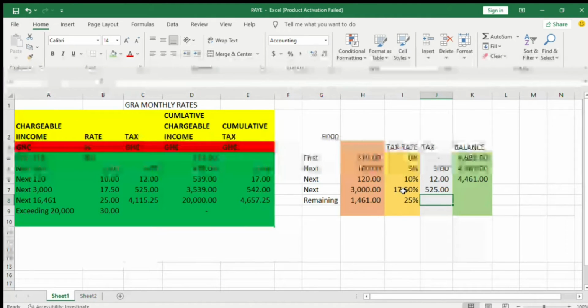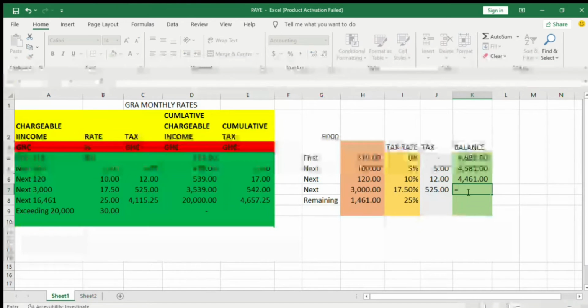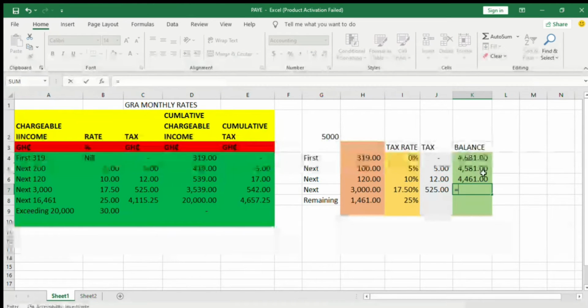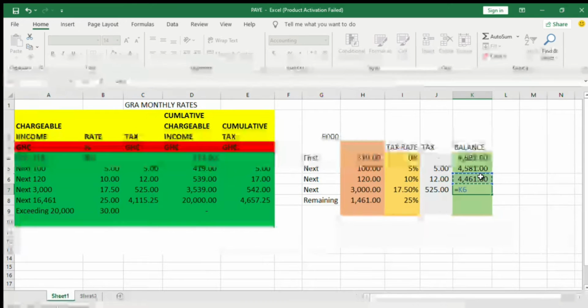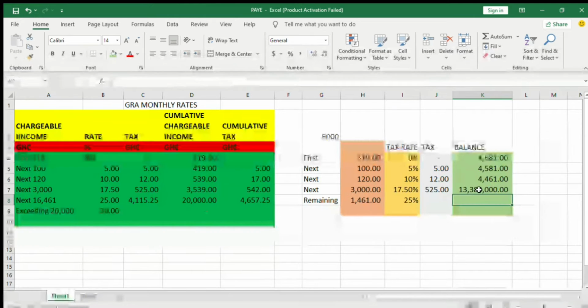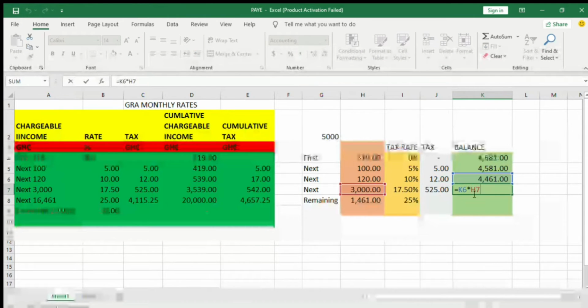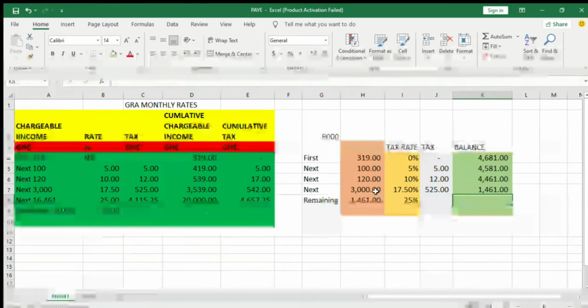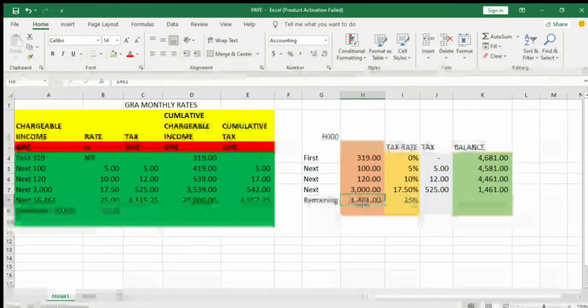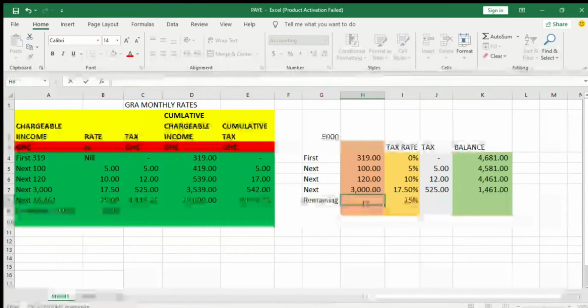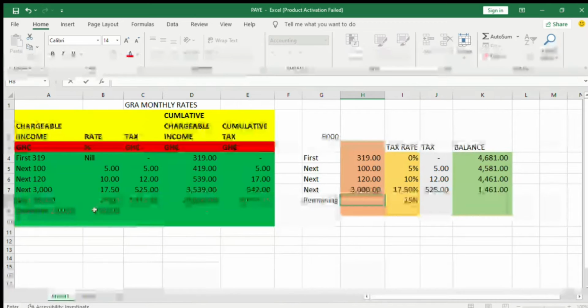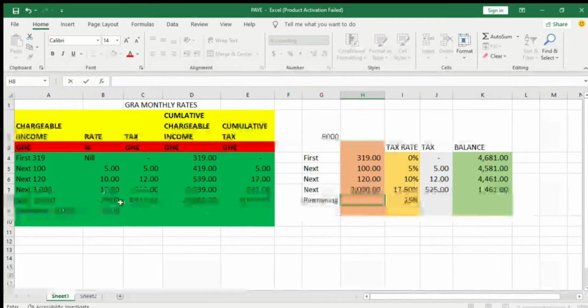Then we can bring the difference. The difference, that is 4461 minus 3,000. Oh, sorry, I made a mistake. It's minus 3,000. Then we get 1461. So this is the remaining. Okay, the remaining here. So on the schedule, the next is the 16,461 at a rate of 25%. So the remaining will be taxed at 25%.